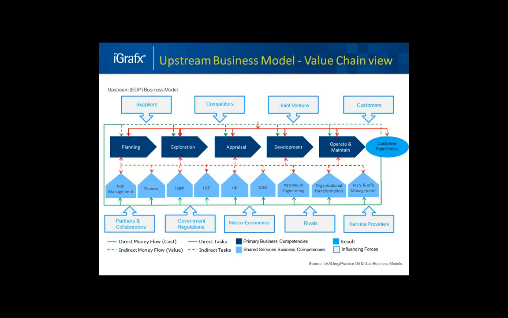Here we see the business model from Upstream. We would have explorations, appraisals, developments, the operations, the maintenance. The dark blue is the primary business competencies. This is what you would call the direct, indirect money flow. Why? Because planning does not make the money, but it is the indirect money flow. It is what Porter defined as your core competitive aspects. It's your core parts of your value chain.